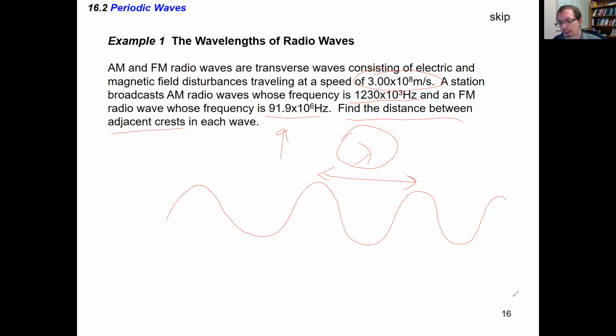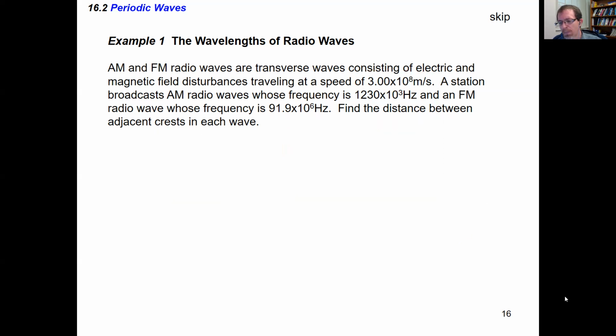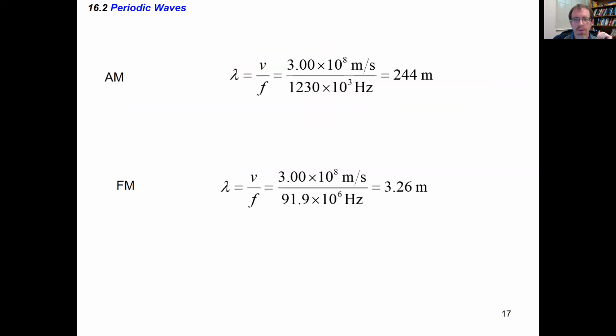All right, well, given our speed of a wave equation, V is equal to lambda F, this problem's simple. We just need to rearrange the equation. And what we see when we plug in our values is that the wavelength for this AM radio wave is 244 meters. The wavelength for the FM radio wave is 3.26 meters.